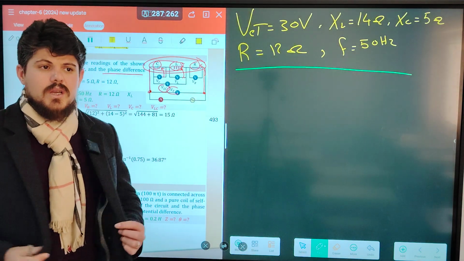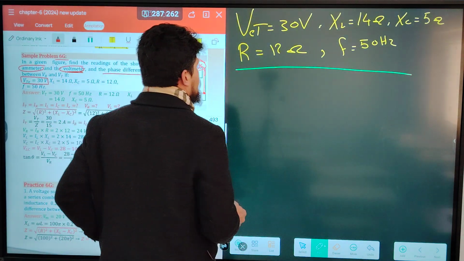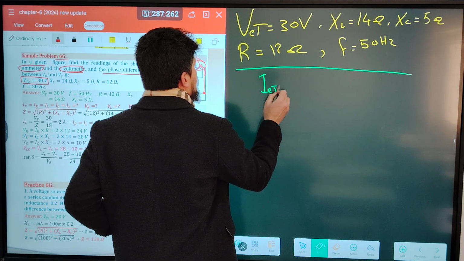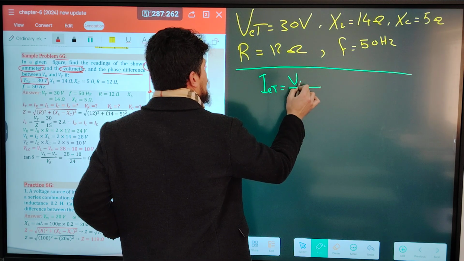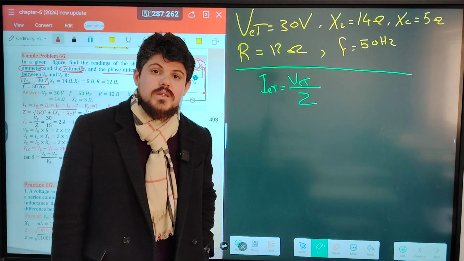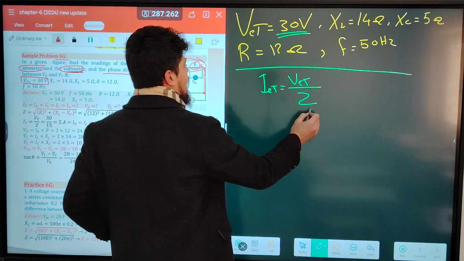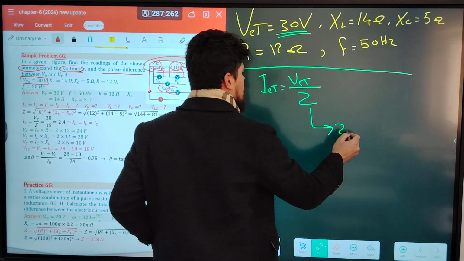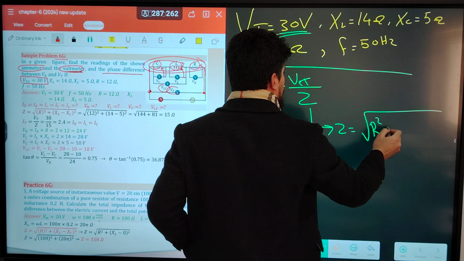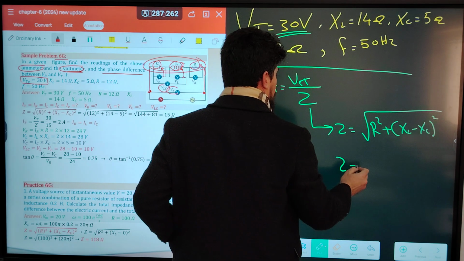Guys, for the reading of the ammeter, you can find IE total, IER, IEC, it doesn't matter. But which one is easiest, or which equation can be used? IE total only. IE total is equal to what, guys? Because we have total, we have to use Ohm's law, VE total over what? Z. With IE total, you have to use Z, the total impedance. Do we have VE total? Yes. But we don't have Z. Z is equal to what? The equation of Z, we studied, is equal to the square root of R squared plus XL minus XC squared.